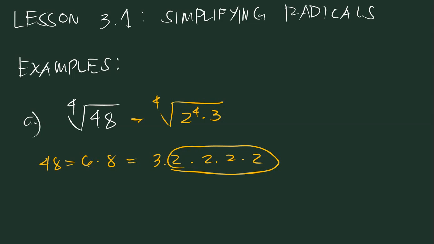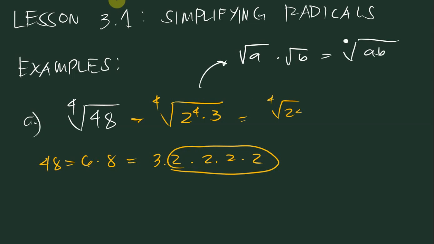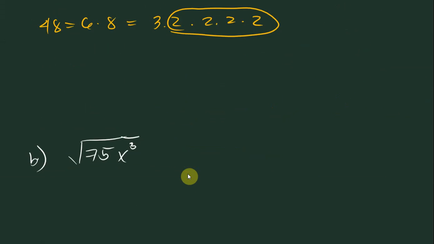if you apply this property, the property of radical, which is the root of a multiplied by b is equal to the root of a times the root of b, as long as they have the same index. So, we can say that this is also equal to the fourth root of 2 raised to 4 multiplied by the fourth root of 3, which is equal to 2 times the fourth root of 3. Okay, so let's proceed to the second one.